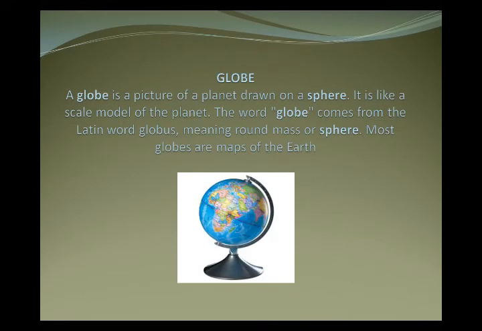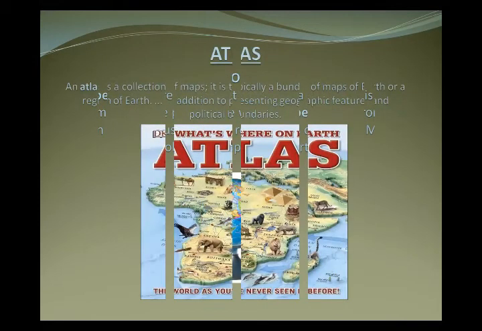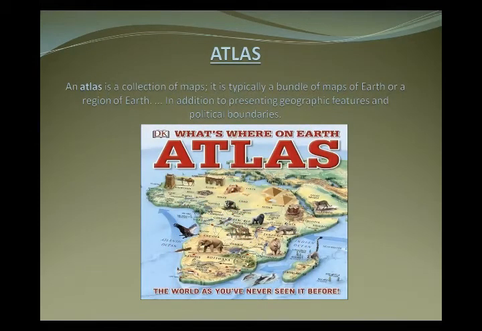Now, I'm going to share another definition, that is atlas. An atlas is a collection of maps. It is typically a bundle of maps of Earth or a region of Earth, in addition to presenting geographic features and political boundaries. Now, I'm going to go further.